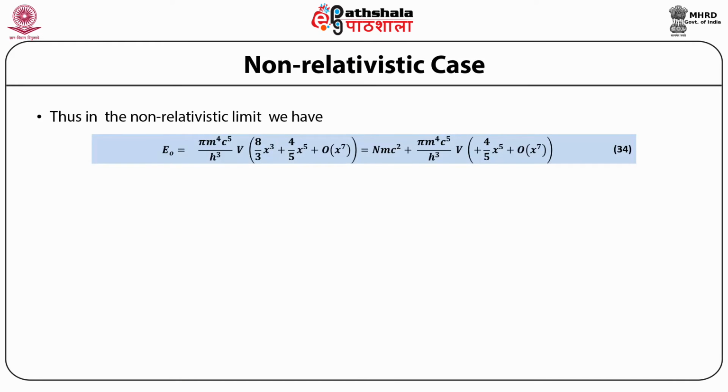E₀ is equal to π m⁵ c⁵ / h³ times V multiplied by (8/3 x³ + 4/5 x⁵ plus terms of the order of x⁷), which is equal to n times mc² plus π m⁴ c⁵ / h³ times V multiplied by (4/5 x⁵ plus terms of the order of x⁷).